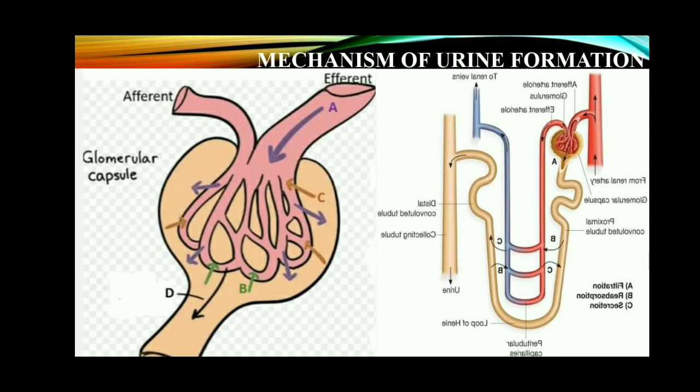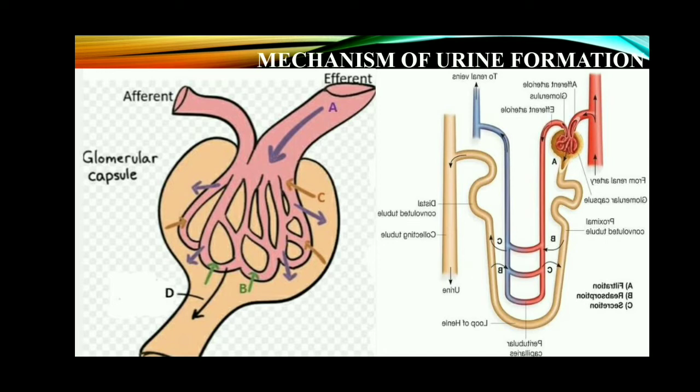Here the urine is hypertonic in humans. Hypertonic means concentrated urine. That means the extra water present in the urine is removed, and only the concentrated urine is there. That is why the urine is hypertonic.